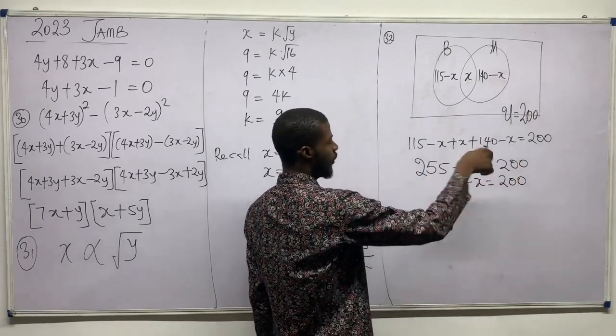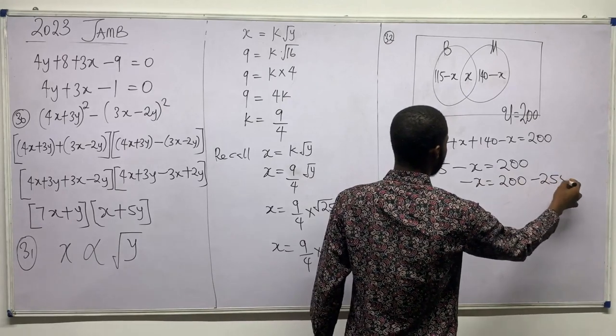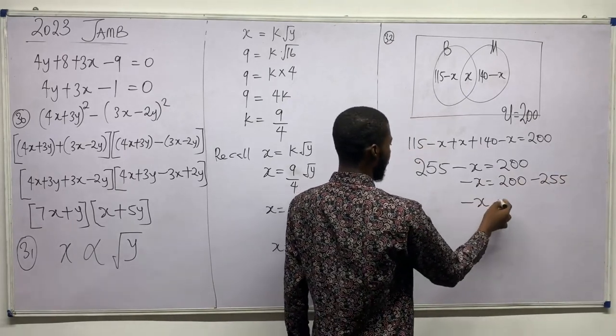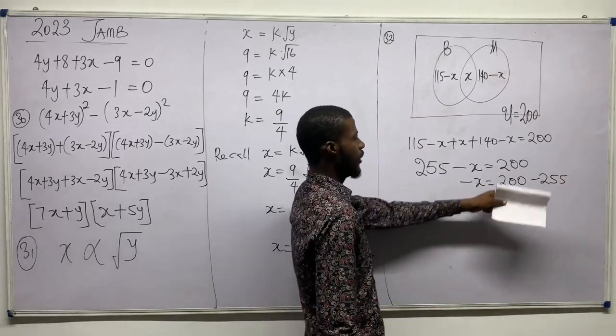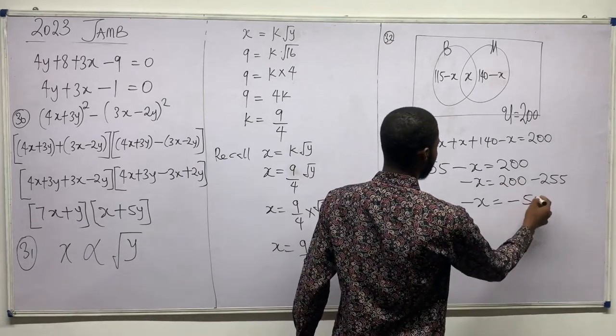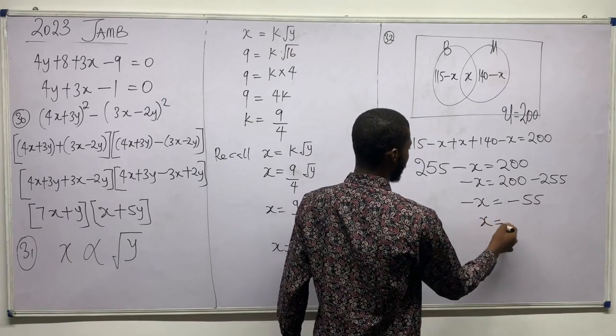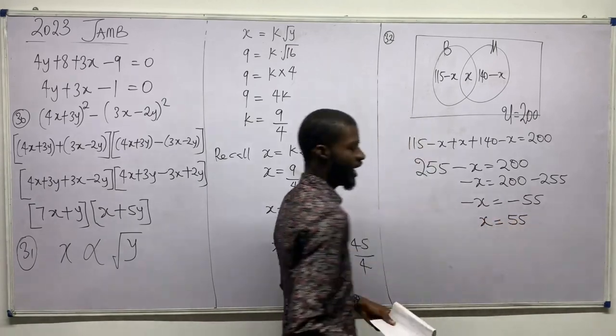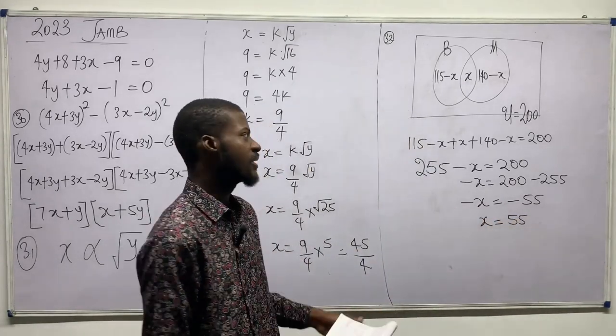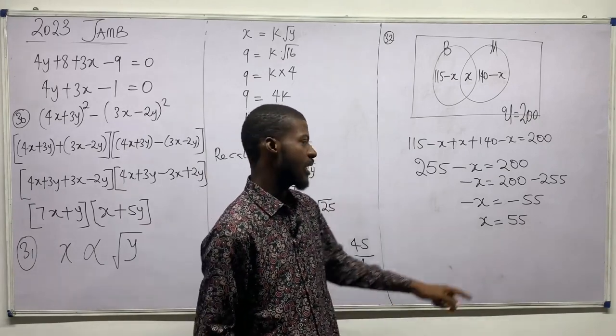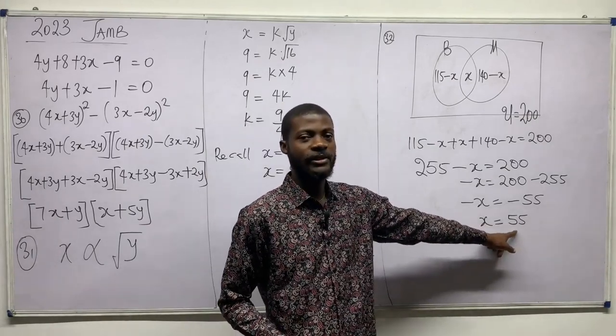If 255 goes, what would it become? Minus 255. Now this minus s equal 200 minus 255 is what? Minus 55. Can I take out the negative sign in both of them? So s will then become what? 55. So assuming the question just says how many students are offering both subjects, my answer is 55.